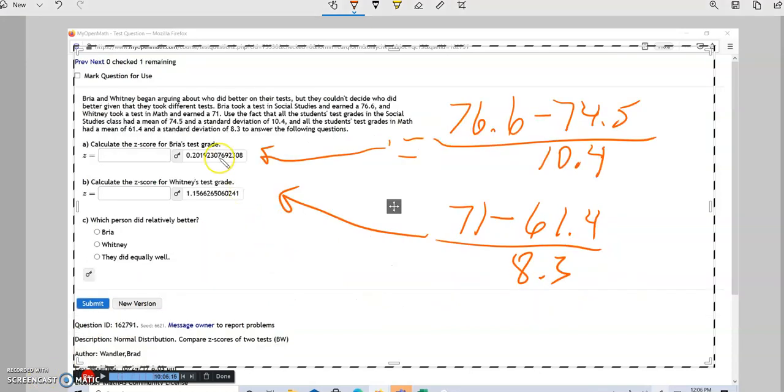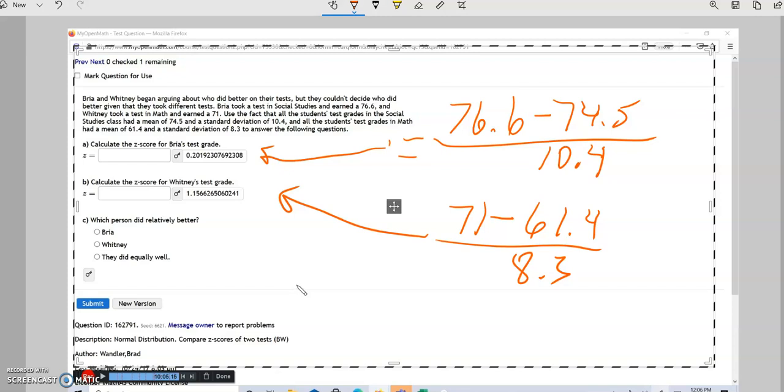This one, it's not asking who got the better test score. We all know, we could see that Bria had a better test score of 76 than Whitney did at 71. However, what they are asking is, relative to the rest of the people in the class, who had the better score. Well, the answer is whoever had the higher z-score. In other words, who has more standard deviations away from the mean.